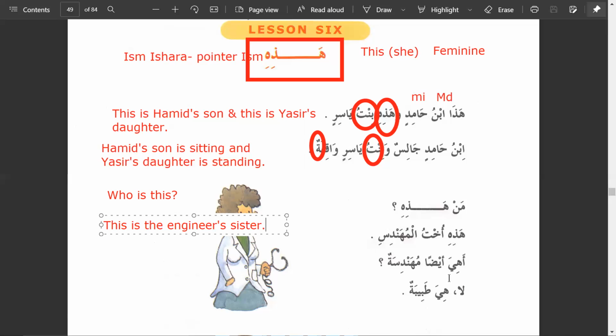What's the answer to the question? Hazihi ukhtul muhandisi. Because Hazihi is a pointer ism, that's why we are using this in the translation. This is the engineer's sister, but in English we don't say this, we say she, right? Hazihi ukhtul muhandisi. This is the engineer's sister. Over here we are just doing word to word translation from Arabic to English.